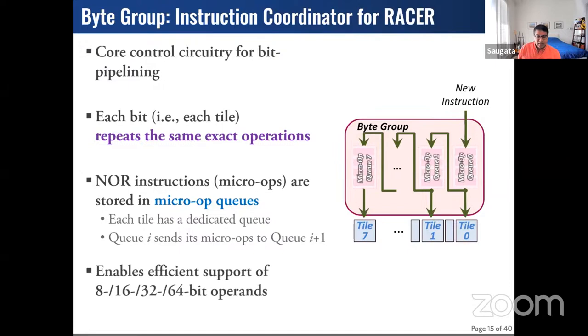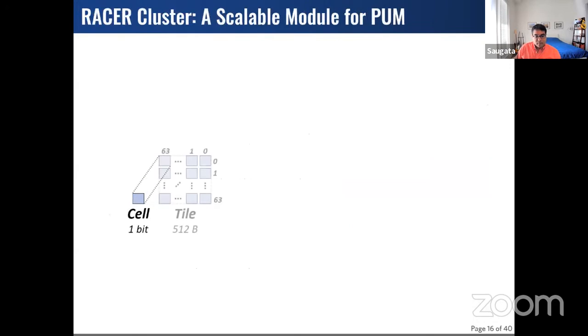But we can also tie with optional gates multiple byte groups together. And so much like a regular CPU, we can now support operands of flexible granularity from 8 bits all the way up to 64 bits, depending on the type of data we're looking at. And so this is one of the things that we were able to get from bit pipelining that allowed us to simplify the design of this circuit and of the Racer chip. But then the second thing that we got was that we were able to develop a much more scalable design.